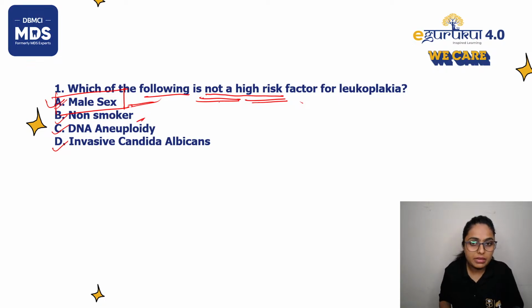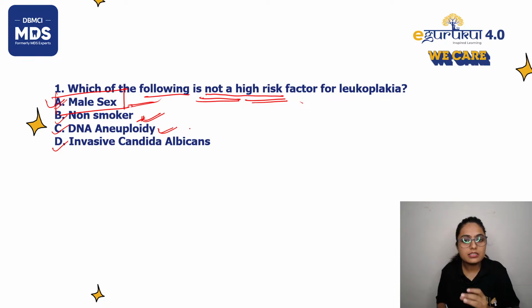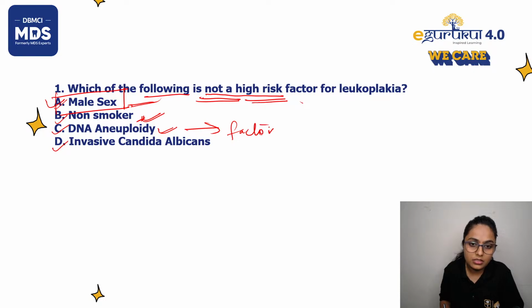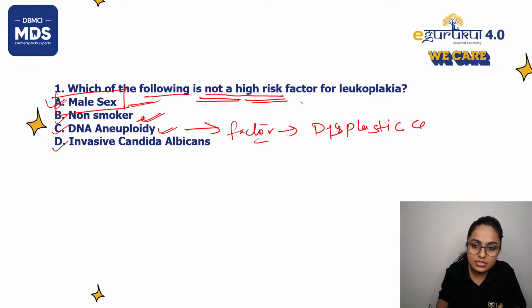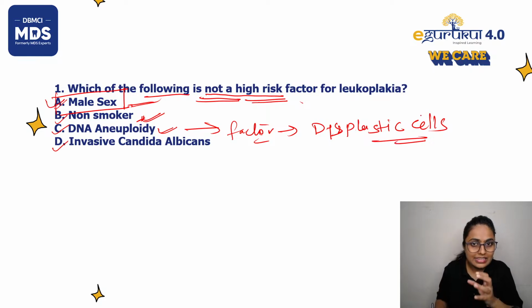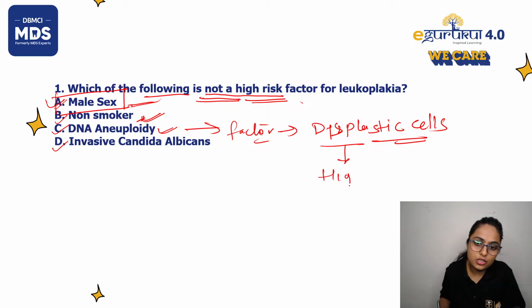Second, B, non-smoker. Yes, it is a high risk factor for leukoplakia. DNA aneuploidy, yes, it is a high risk factor for leukoplakia. Why? Because DNA aneuploidy is one of the factors seen in dysplastic cells. So the cells which show this DNA aneuploidy have a higher potential for conversion into cancer, a higher potential for malignancy.